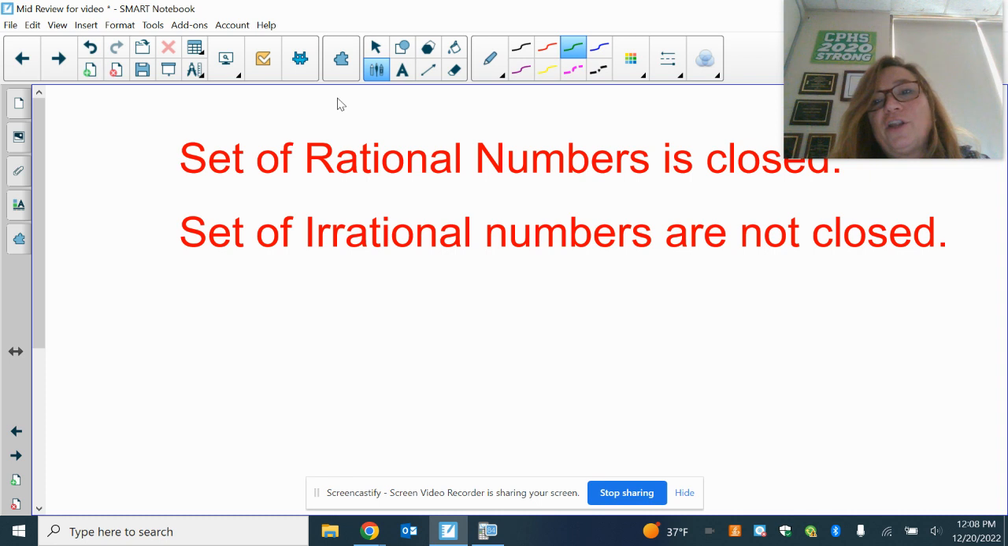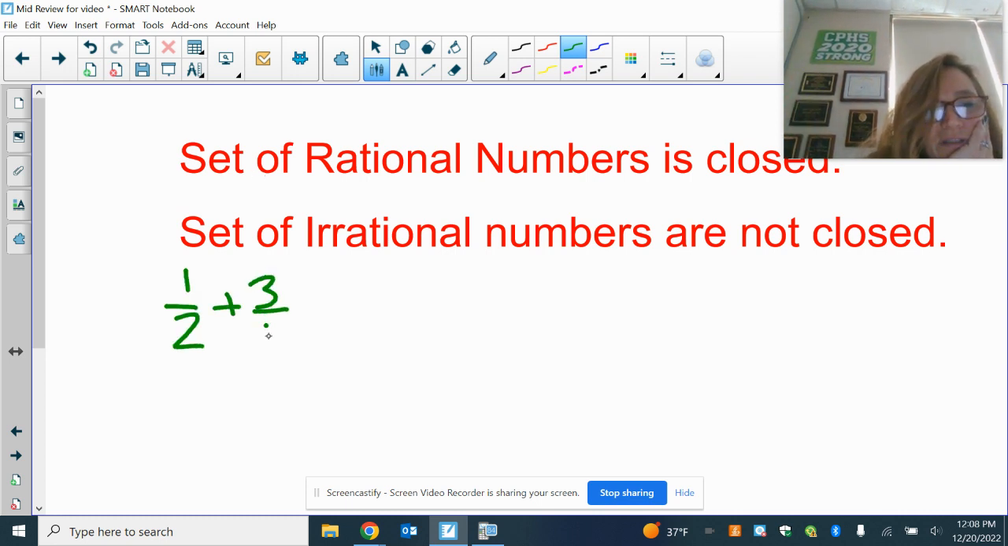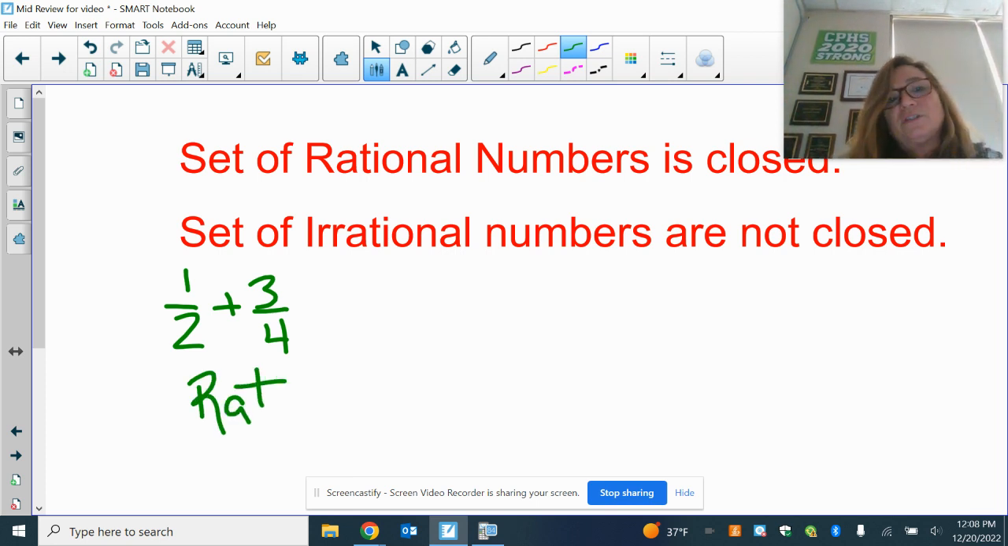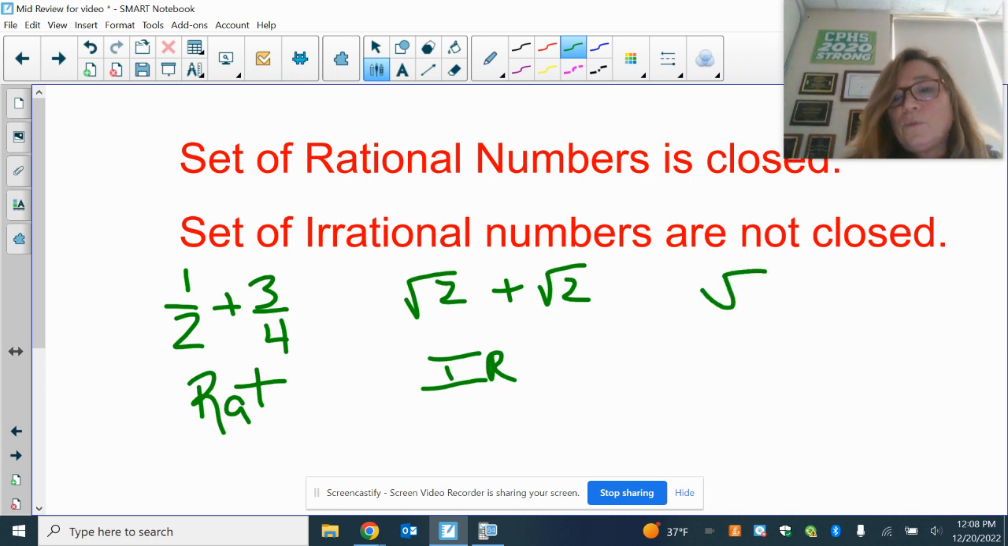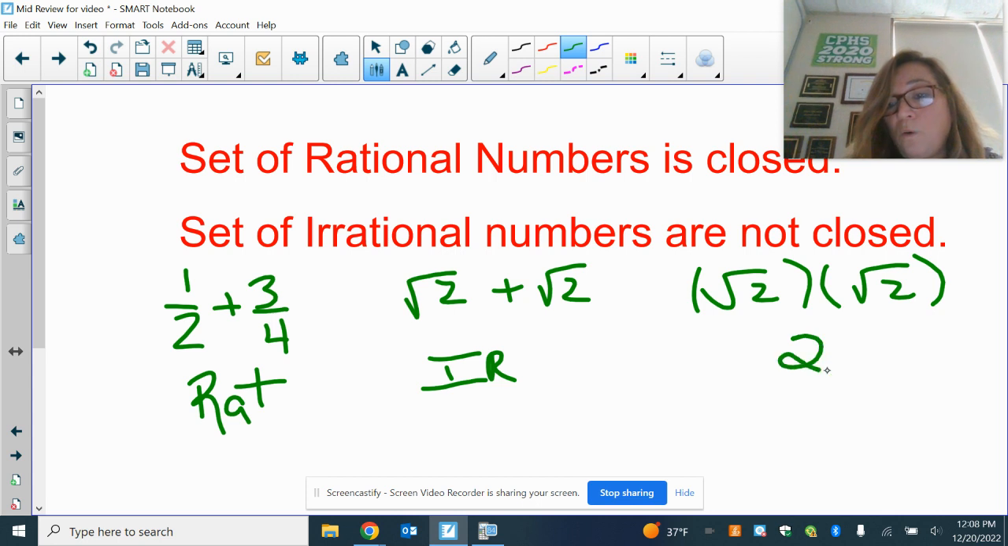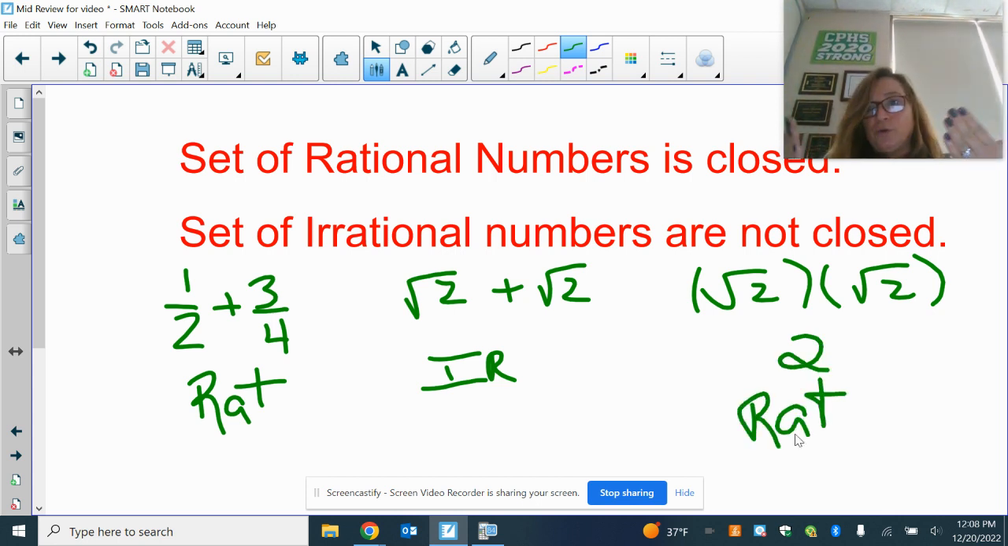Okay, the set of rational numbers is closed. The set of irrational numbers is not closed. That's just something you got to know. So like rational numbers, like a half plus 3/4, it's going to be a rational number because the set of rational numbers is closed. The square root of 2 plus the square root of 2 is actually going to be irrational. But the square root of 2 times the square root of 2 is the whole number 2, which is rational.